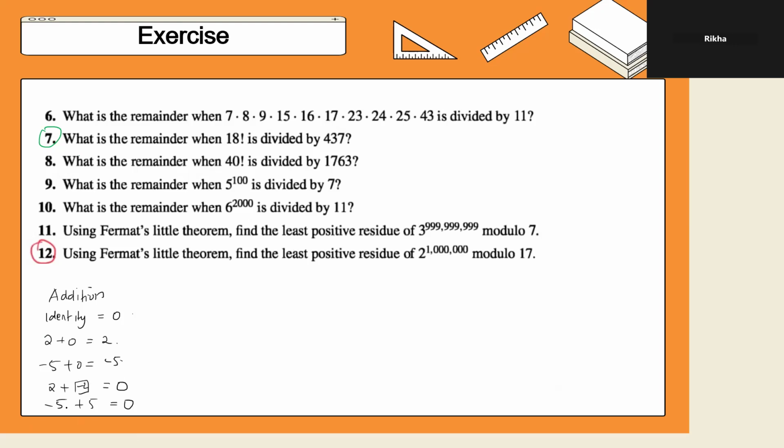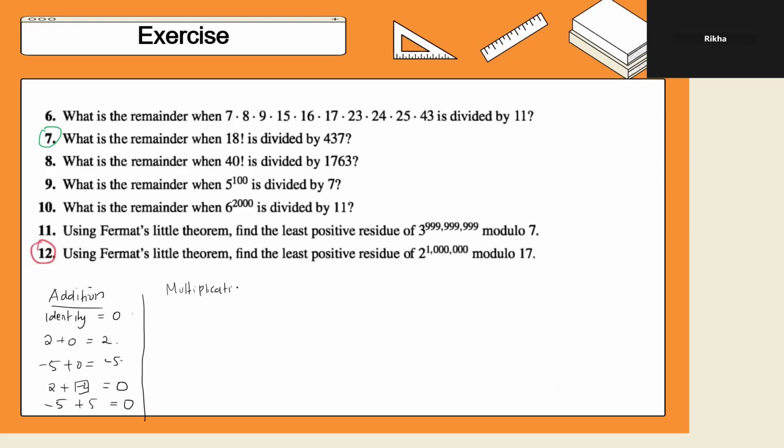Because when we add the number and its inverse, the result is the identity element, in this case 0. Now, if we talk about identity element and inverse, it depends on the operation. For addition, they have their own identity and inverse. For multiplication, they also have their own identity element. And based on that identity element, every number will have their inverse.